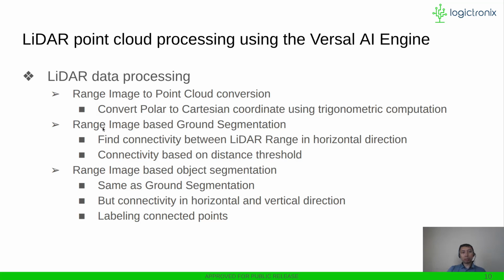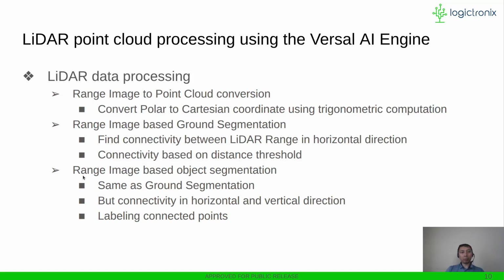And next, for LiDAR data, is segmentation or filtering the range LiDAR data. Here we do ground segmentation, where we can remove the ground data from the LiDAR data. For this we use the connectivity between the LiDAR range data in the horizontal direction, and using the distance between the horizontal range image data, we are able to detect the ground.